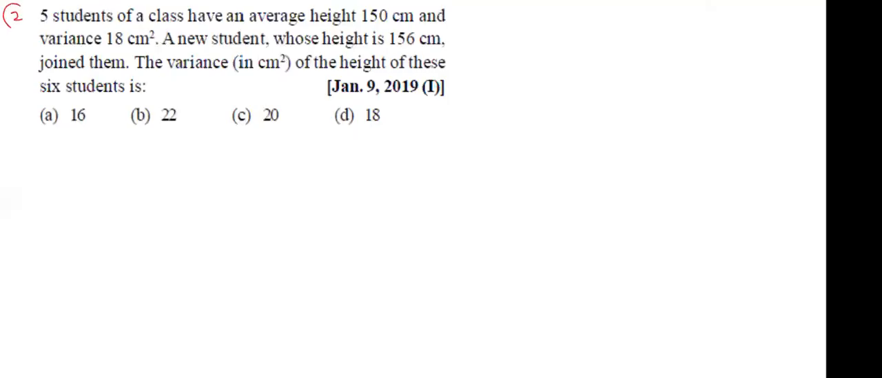Second question. See the second question. 5 students of a class have an average height 150 centimeters and variance is 18 centimeters square. A new student whose height is 156 centimeters joined them. The variance of the height of these 6 students. New variance we need to find.